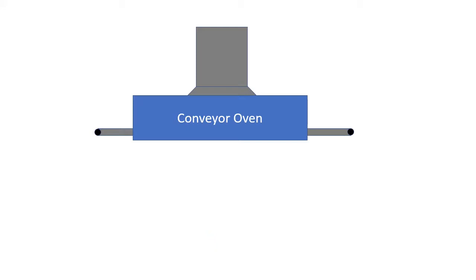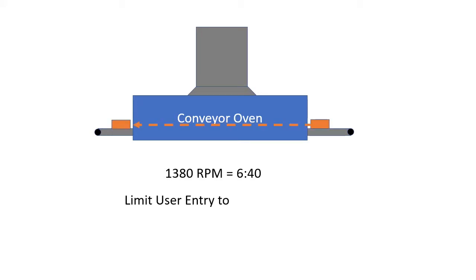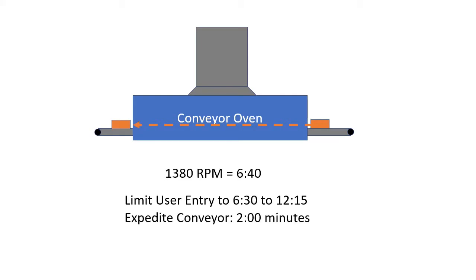This mode will save you a lot of headaches and frustration. Let's do an example. Suppose we have a conveyor oven, and we use the DC drive to control the motor in rate mode, and we found that at a shaft speed of 1380 RPM, it takes 6 minutes and 40 seconds for the product to get through the oven tunnel. And suppose we want to prevent the user from entering an inappropriate time, so let's say we want to limit the display entry to something between 6 minutes and 30 seconds and 12 minutes and 15 seconds. And let's also give the user the option to expedite things through the oven by switching to a fixed jog oven duration of 2 minutes.